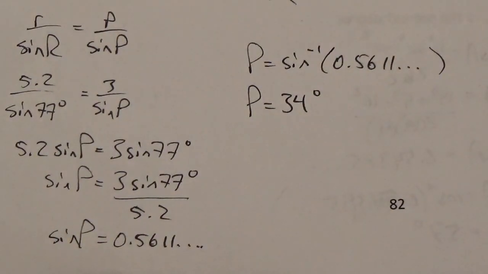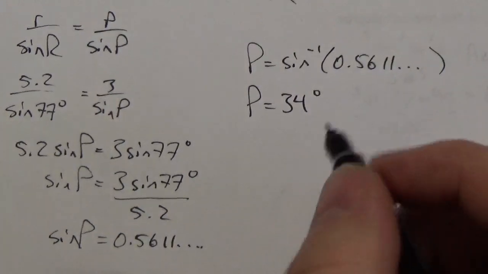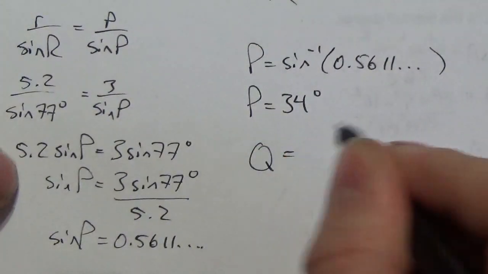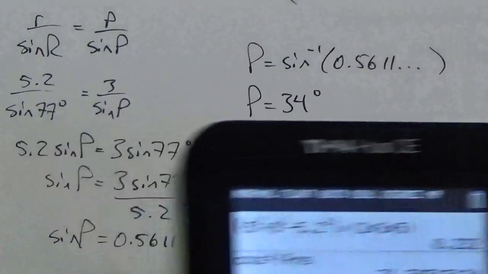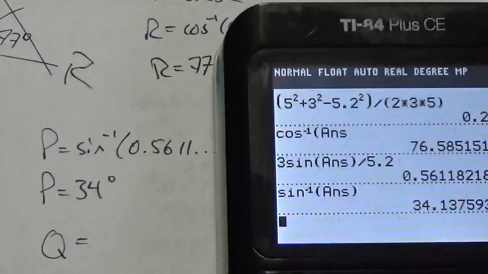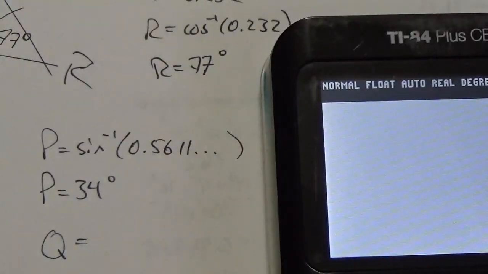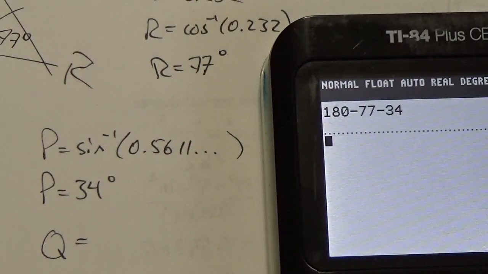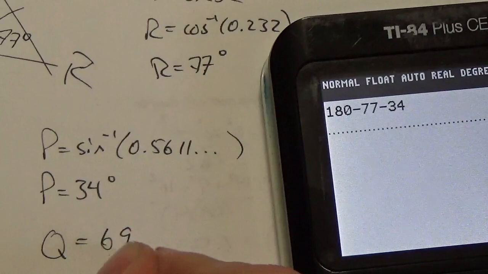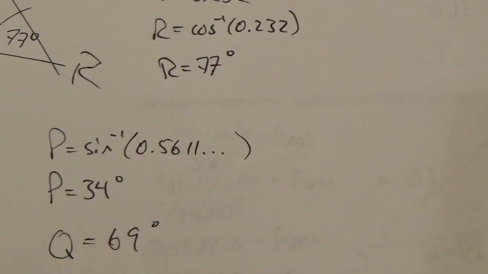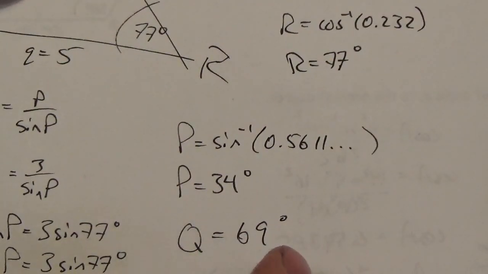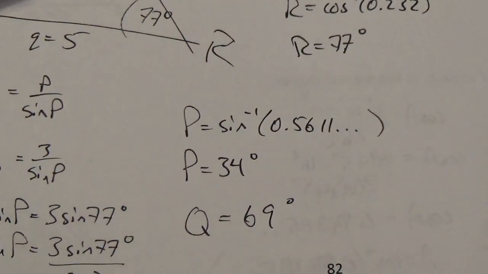Now I could have easily used the cosine law here, but I want you to see that you've got some options. And now, finally, Q, well, I'm not going to use either one of those to find Q. I know that the sum of the angles has got to be 180. I know that R was 77, and I know that P here was 34. Q must be 69 degrees. And there we go. Now we've solved the triangle. I know all the angles and I know all the sides.